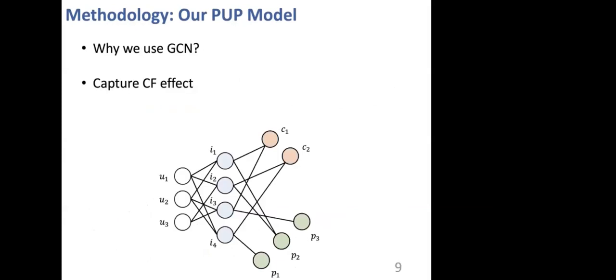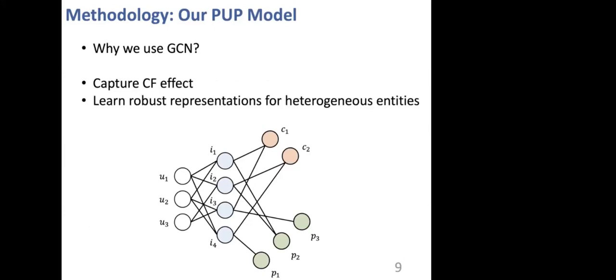The first reason for using GCN is to capture the collaborative filtering effect, which is very important in recommendation. And actually, GCN is the state-of-the-art CF model. The second reason is that there are 4 types of entities, and GCN could learn robust representations for heterogeneous entities. The third reason is that price awareness is a kind of high-order similarity, since it could only be inferred from the purchased items, and GCN could model the high-order similarity.